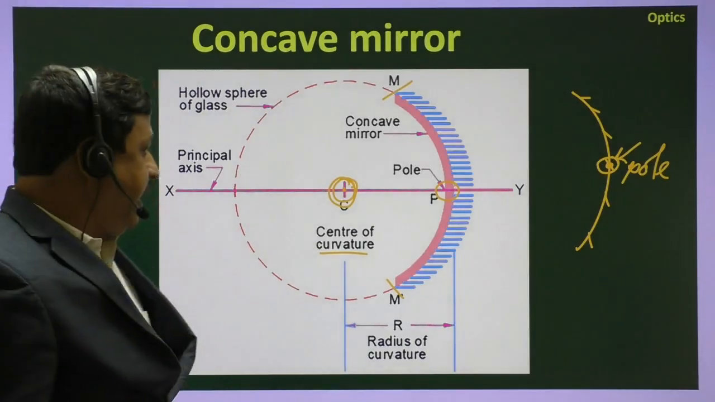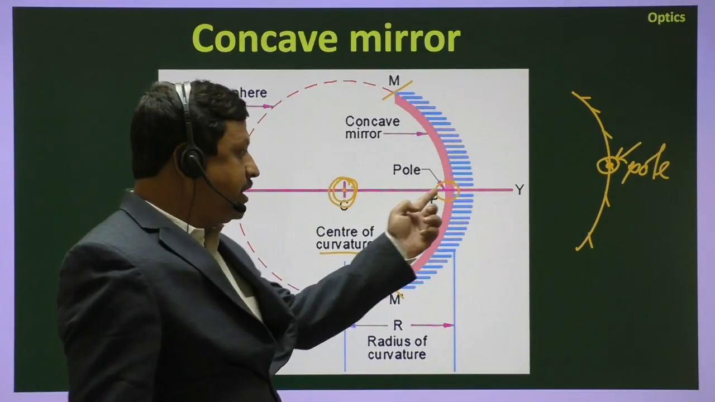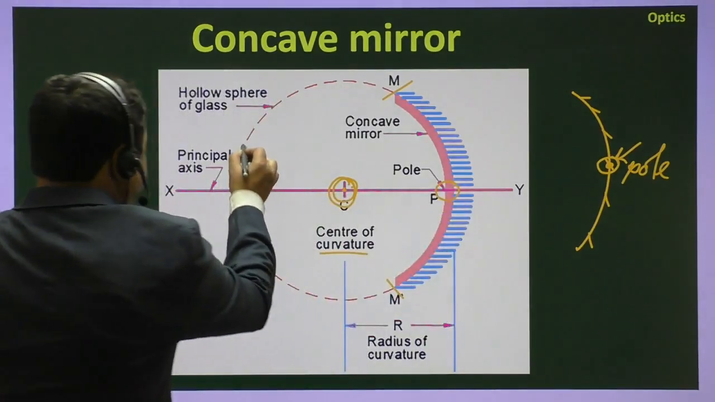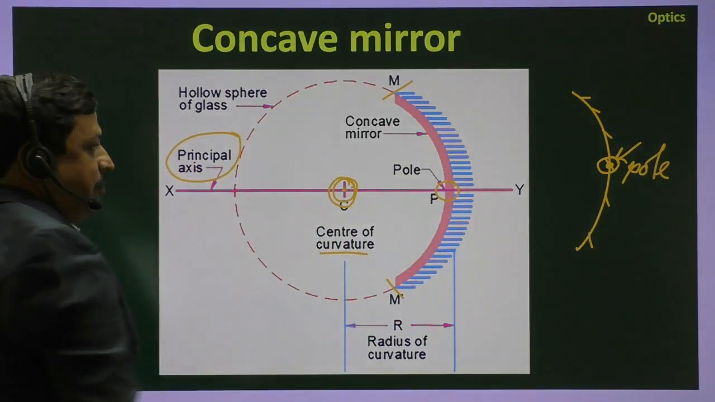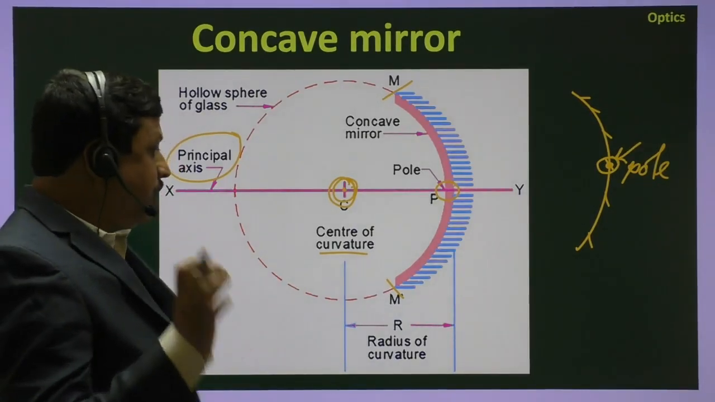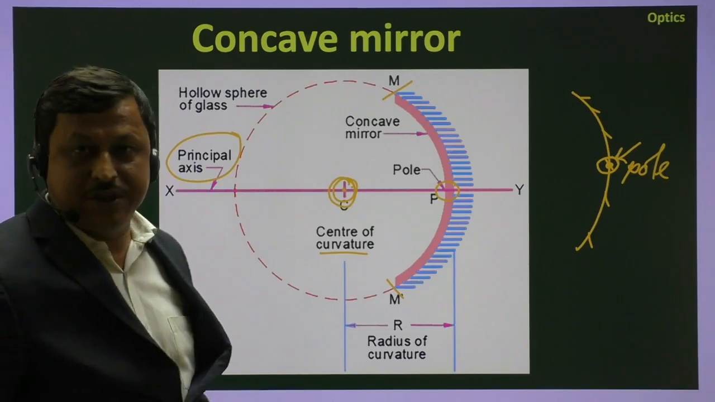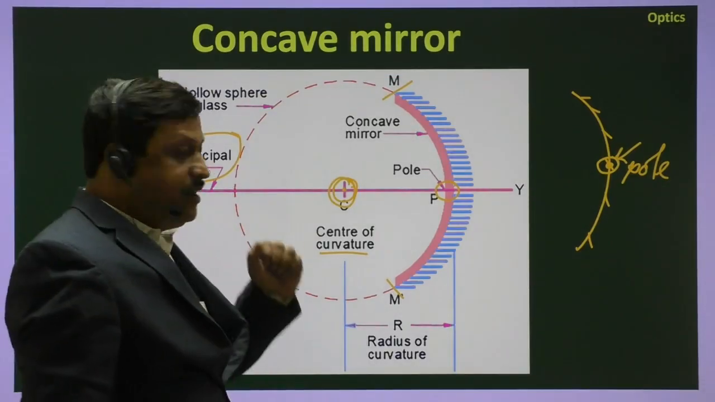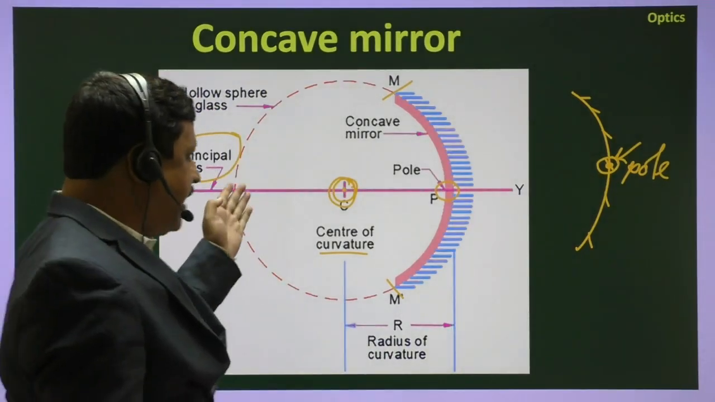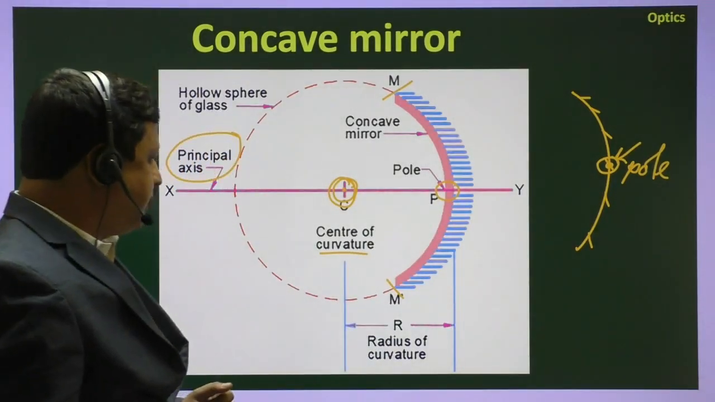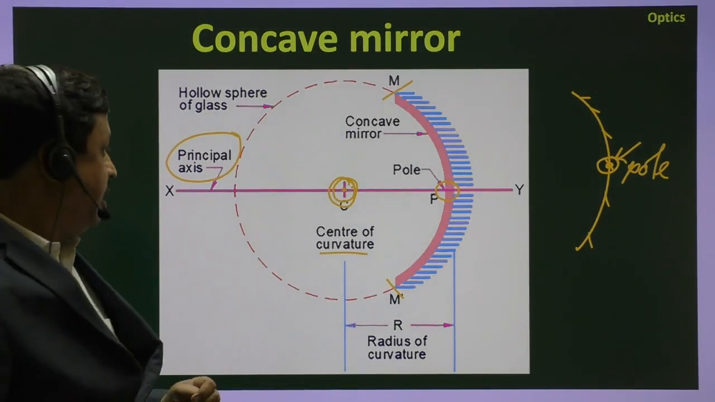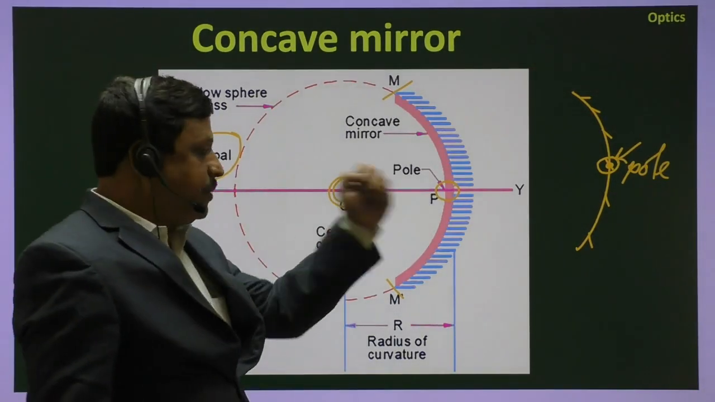If you join the center of curvature and the pole of the mirror, the straight line is called the principal axis. What is the definition of principal axis? Write it down. The line joining the center of curvature and pole is called the principal axis. Okay? That means this is the principal axis.